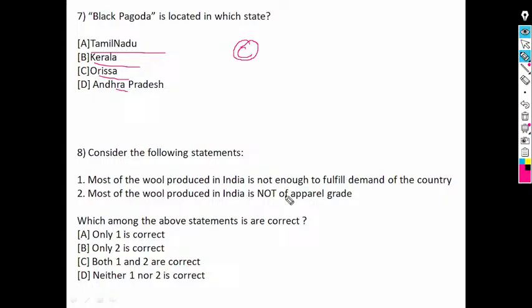Consider the following statements. One: Most of the wool produced in India is not enough to fulfill the demand of the country. Two: Most of the wool produced in India is not apparel grade. Which of the following statements are correct? Only one is correct, only two, both 1 and 2 are correct, or neither 1 nor 2 is correct. Wool produced is not enough to fulfill demand, this is correct, and it is not apparel grade. So both 1 and 2 are correct. C is the correct option.